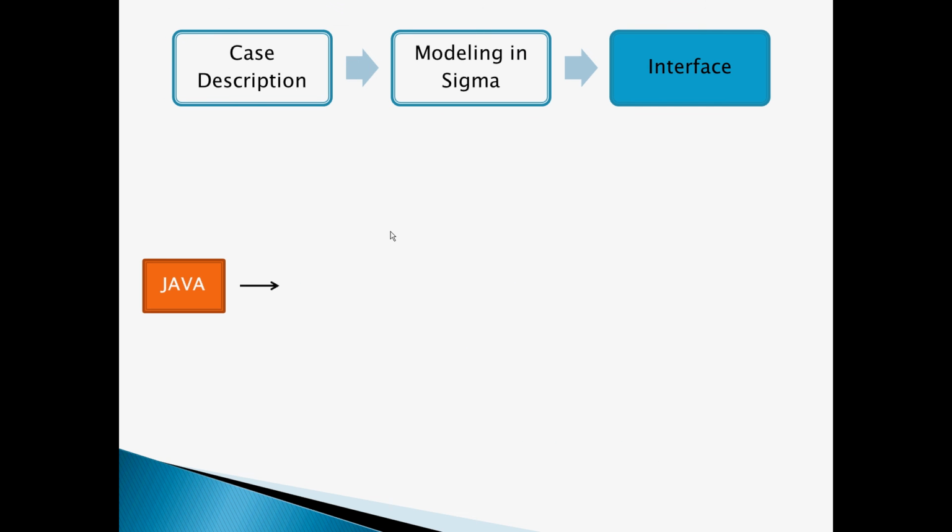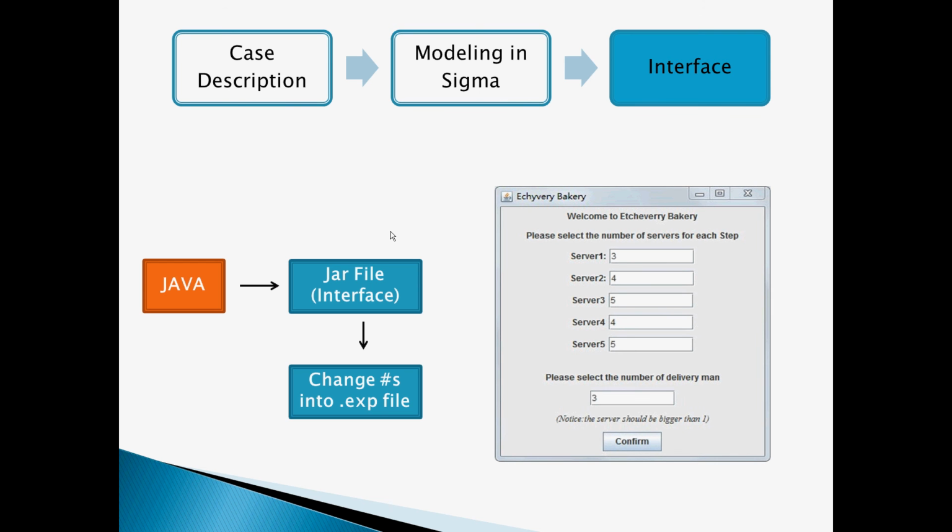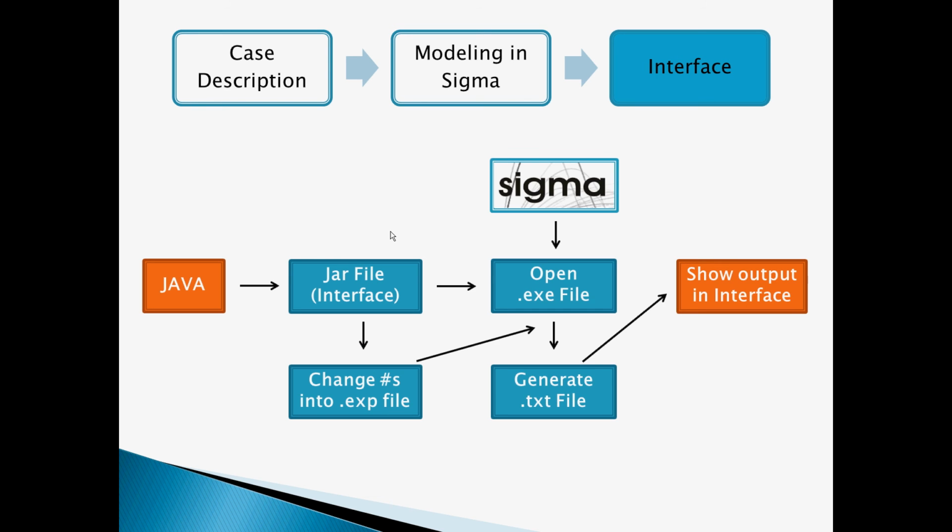We have been using the Java SDK to create an interface for our Sigma model. The interface allows the user to determine the number of individual servers as well as the number of delivery workers. We then create a .exp file which we pass on to the Sigma model. We're calling the Sigma model from within our Java interface, and we are creating a txt file with the output data. Finally, we can read in that output data to show the final results to the user.